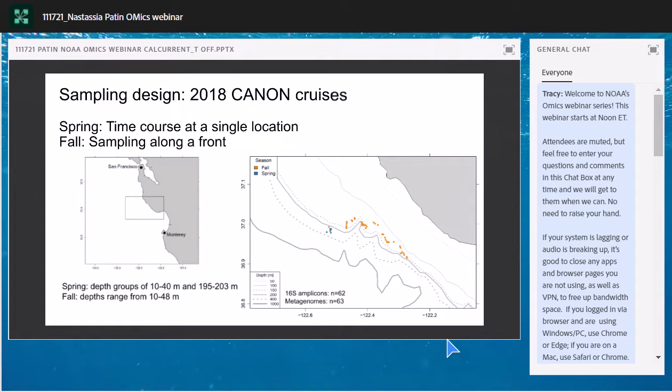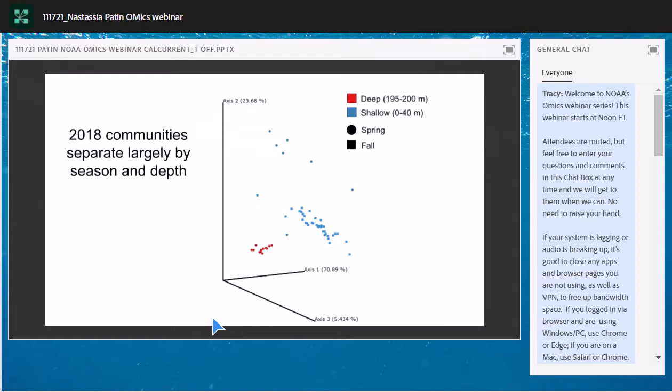And the two cruise courses were different in an important way. In the spring, they ran a time course at essentially a single location. You can see on the map here on the right, the group of blue dots were the cruise samples taken in the spring. You can see they're all clustered around a single location. And then in the fall, they did sampling along a front, or along a water mass moving over space and time. Although they covered a larger geographic area, they were essentially sampling from the same water mass.